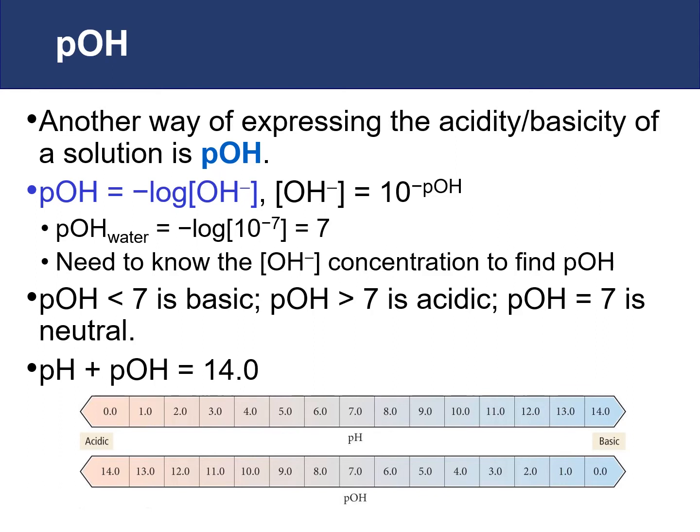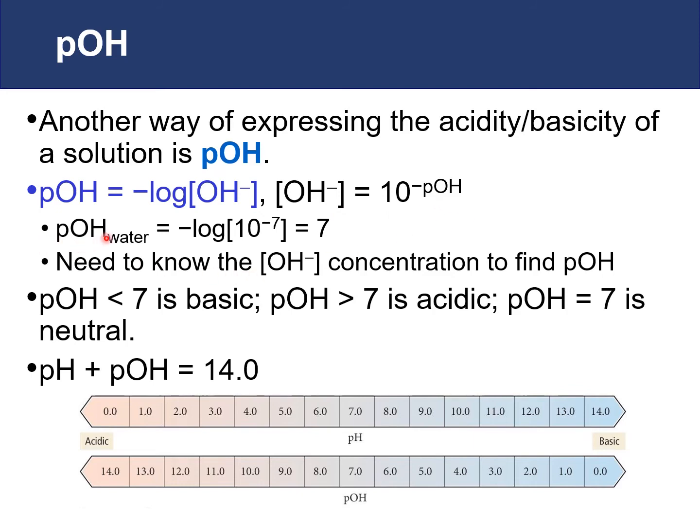Another way of expressing acidity or basicity of a solution is the pOH. It works the exact same way as pH, right? The P just means negative log of whatever follows it. So pOH is just the negative log of the OH- concentration. What we can do is we can recoup the hydroxide ion concentration by taking 10 raised to the negative pOH.